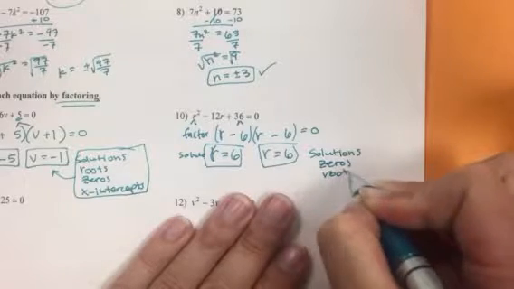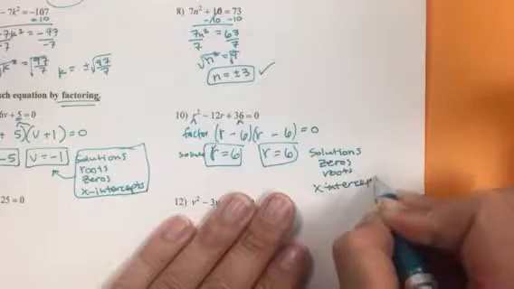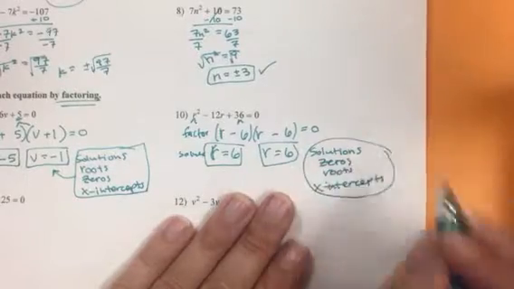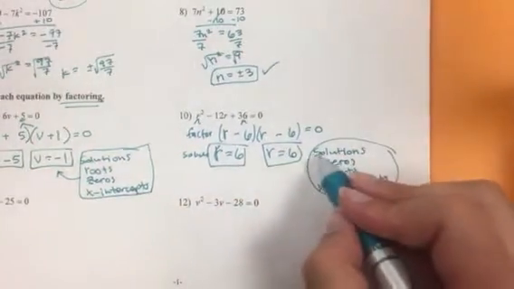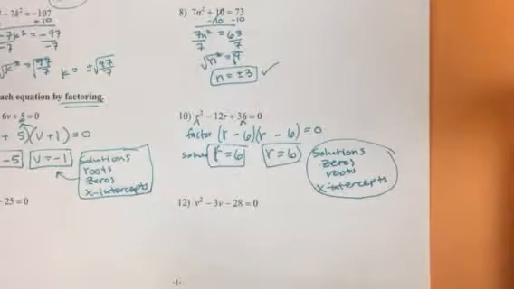Zeros, roots, are also called x-intercepts. If they ever ask us to solve for any of those 4, we can just factor it and find the solutions.